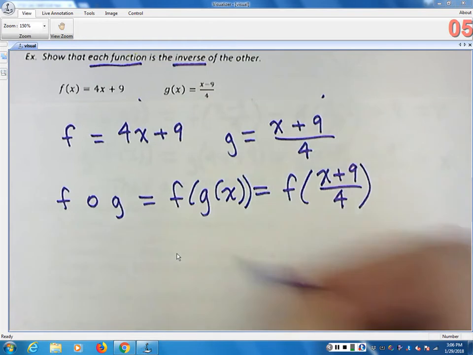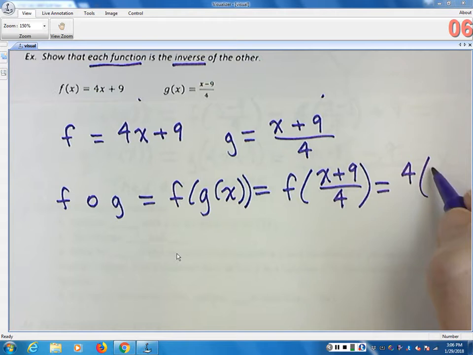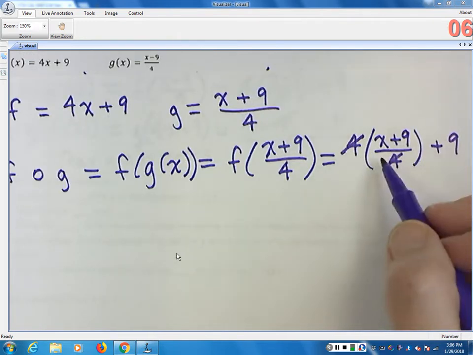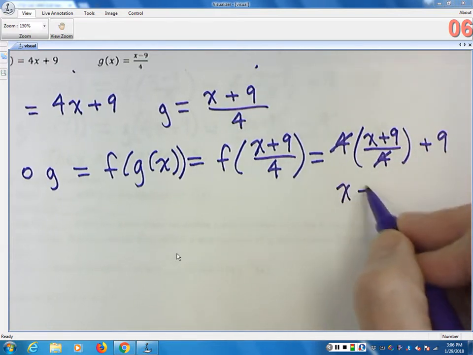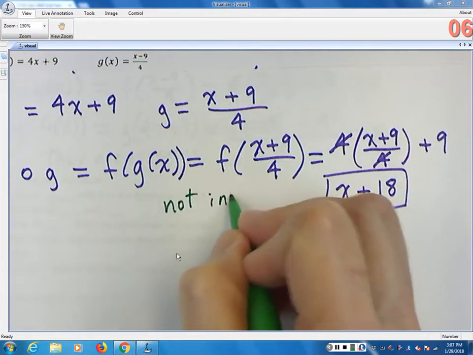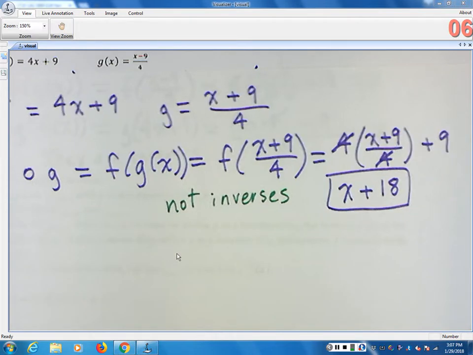Everywhere I have an x, I replace it with x plus 9 over 4. In this case, I made it too nice still, but it's still canceled here nicely. I get x plus 18. So they're not inverses. You can stop there and say these are not inverses. Okay, so just added another thing.